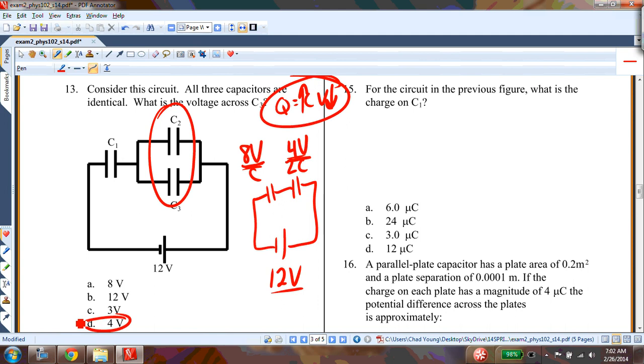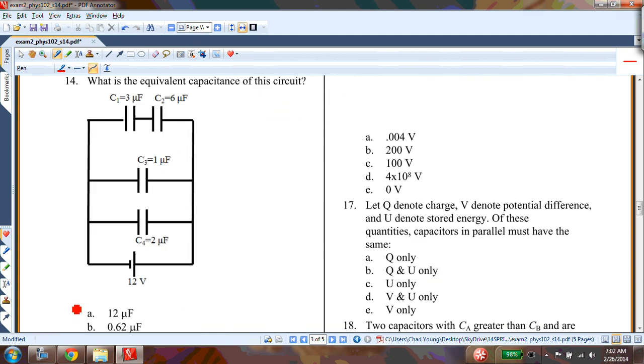Number 13 is D. What is the equivalent capacitance of this circuit? All right, we have to begin here first. 1 over 1 over 3 plus 1 over 6.